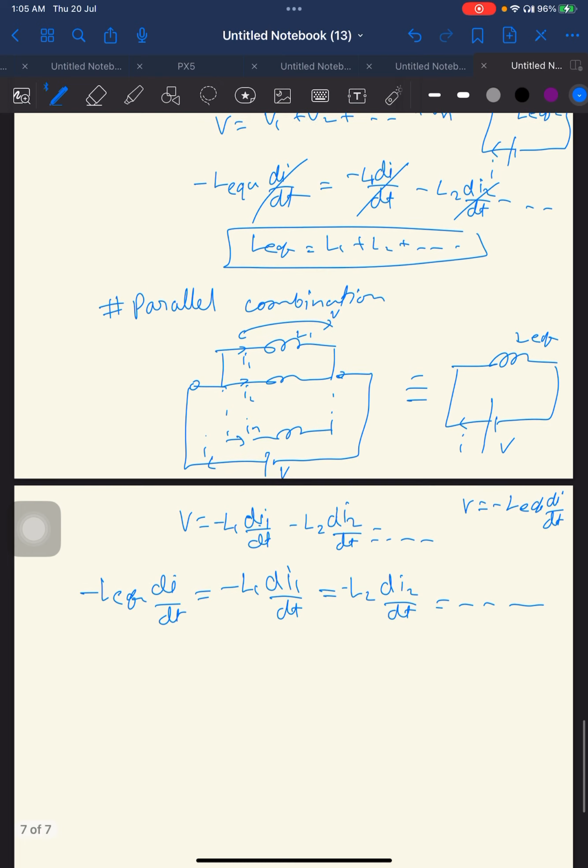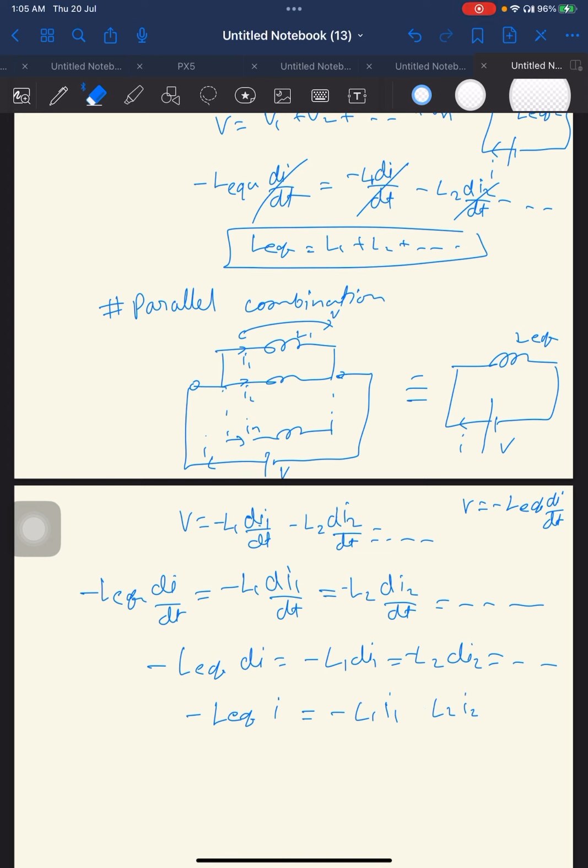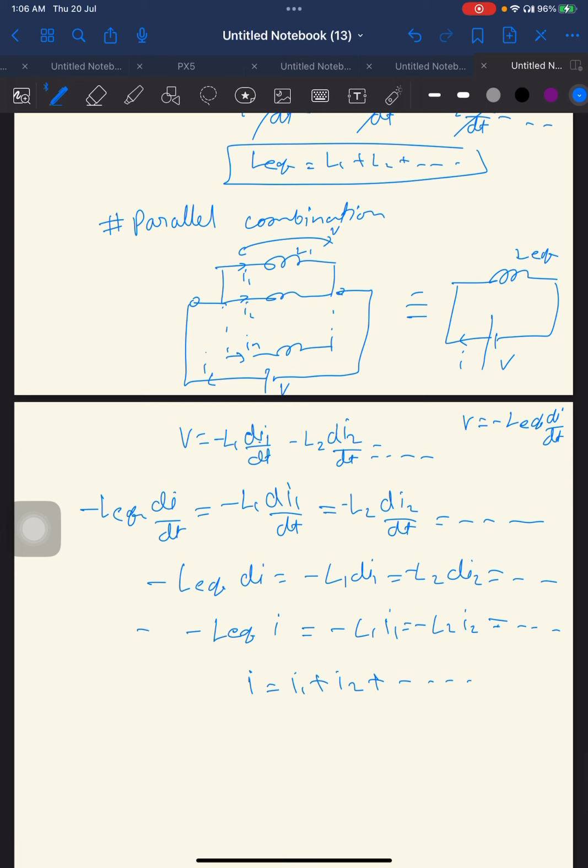Now dt will get cancelled and we can write L equivalent di is equal to minus L1 di1, is equal to minus L2 di2, and so on. So we can write L equivalent into I is equal to L1 I1, is equal to L2 I2, and so on. And also we know I equals I1 plus I2 plus so on, right? So let's call this whole thing K.